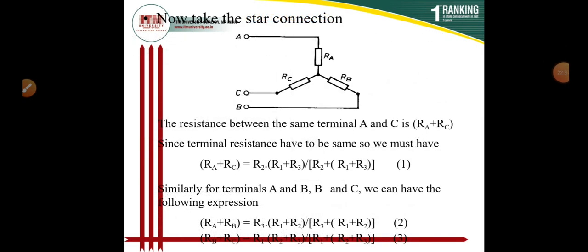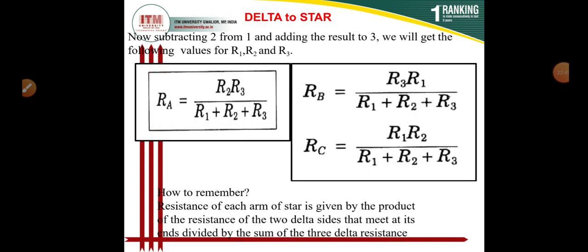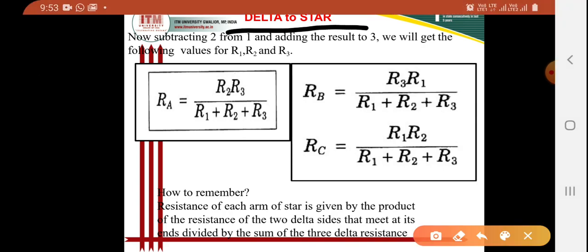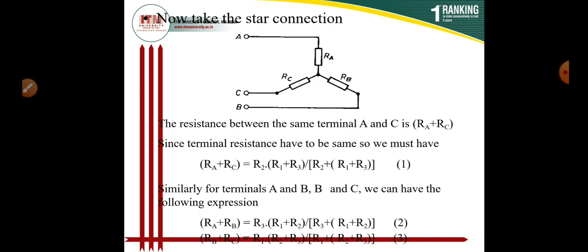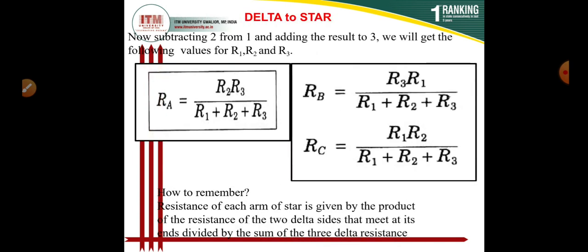Now we have to consider these three equations, and we are talking about delta to star conversion in this slide. In the previous slide we already calculated three equations for the equivalent resistance of star and delta. In this slide, subtracting equation 2 from 1 and adding the result to equation 3, we get the following values for R1, R2 and R3.